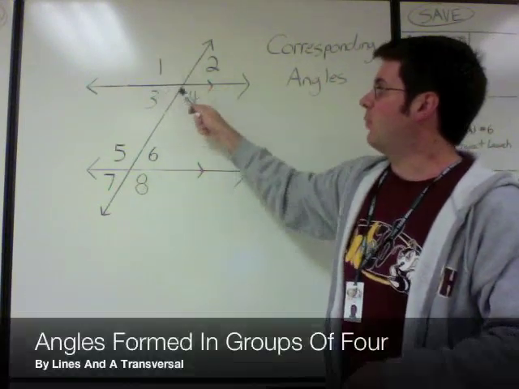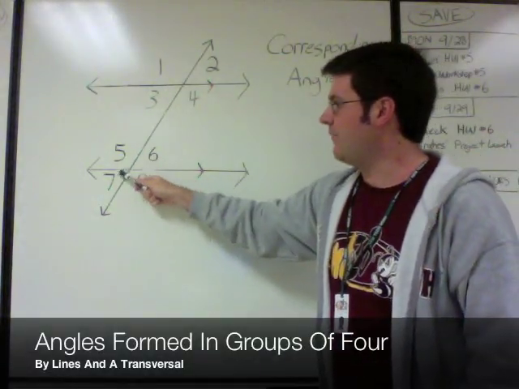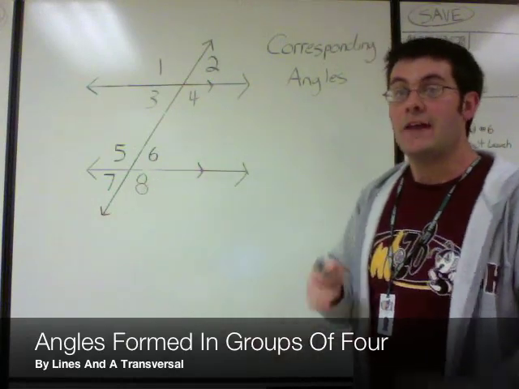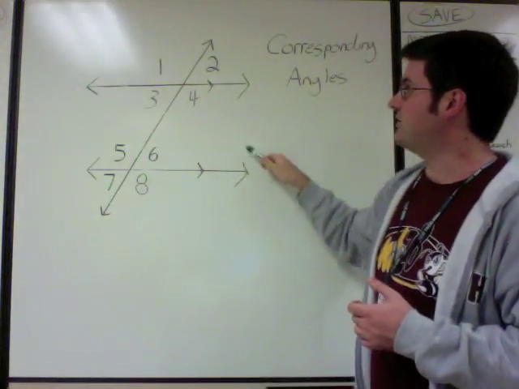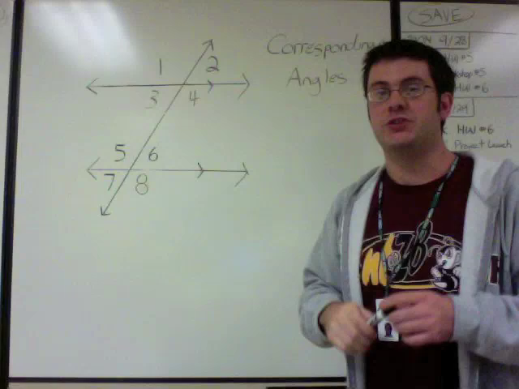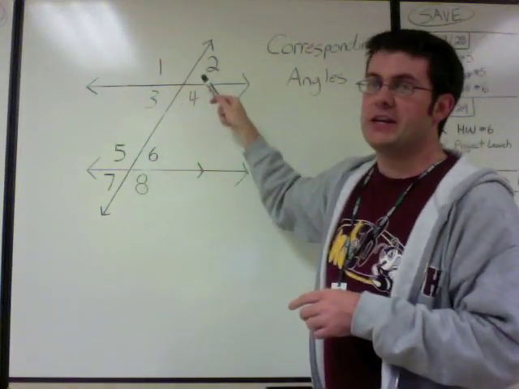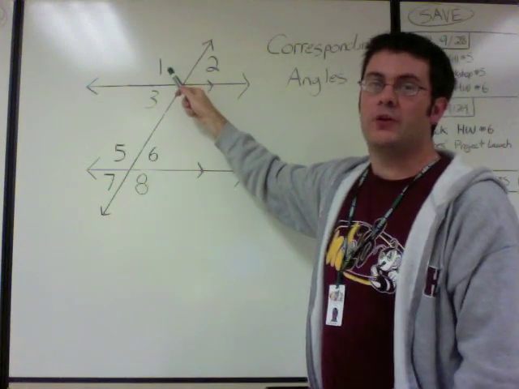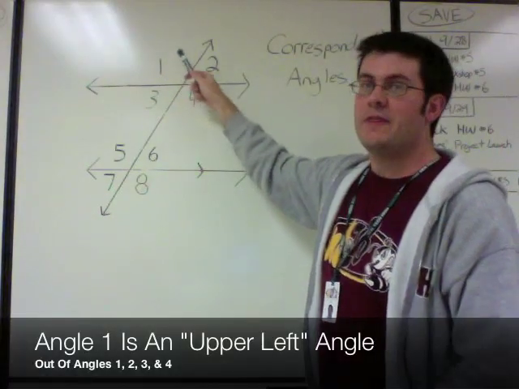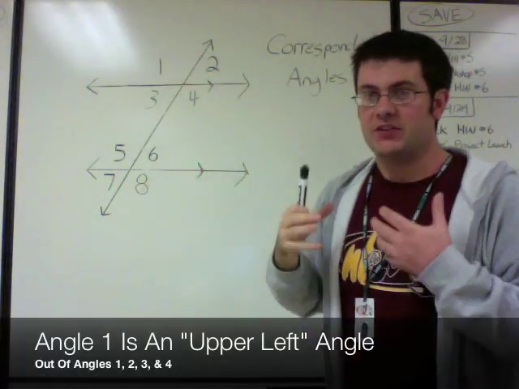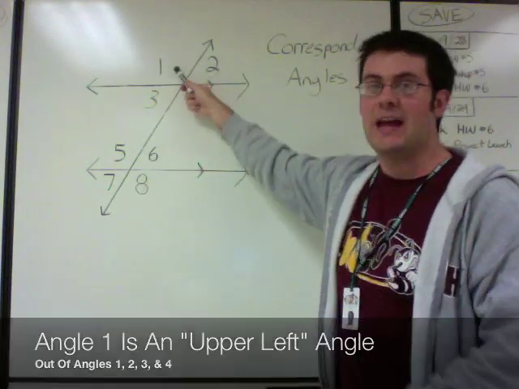Up here we have four angles, and over here we have another four angles. And these angles are formed by two lines and a transversal, which is one of our requirements. Now, in this section of 4 right here, let's take a look at angle 1 for an example. Angle 1 is the upper left angle of this section. Okay, it's in an upper left position.